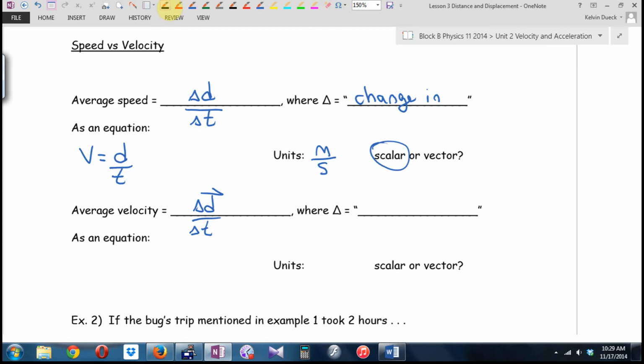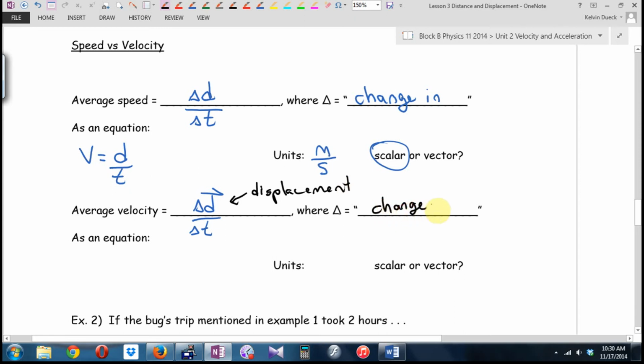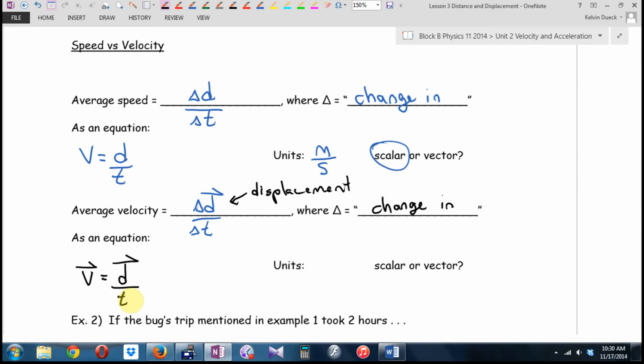Now remember, when I put that arrow above a D, it's not distance. What is it? You can even make a little note, where delta equals change in. As an equation, it doesn't look very different. It looks almost identical, but can you see the amount of information that's contained in the notation? This is saying you're going to get a vector answer, and you better have some vector inputs.